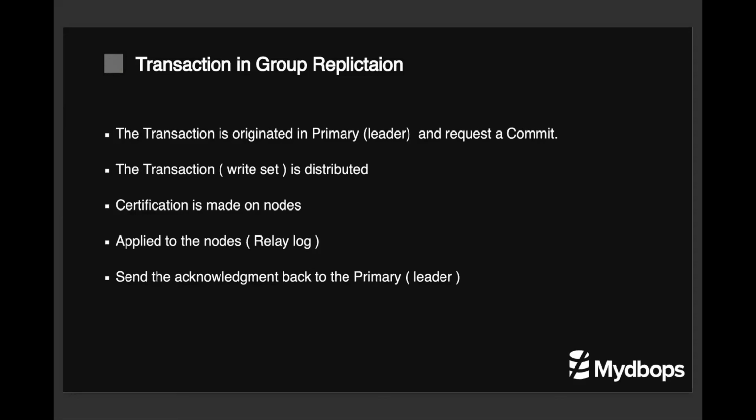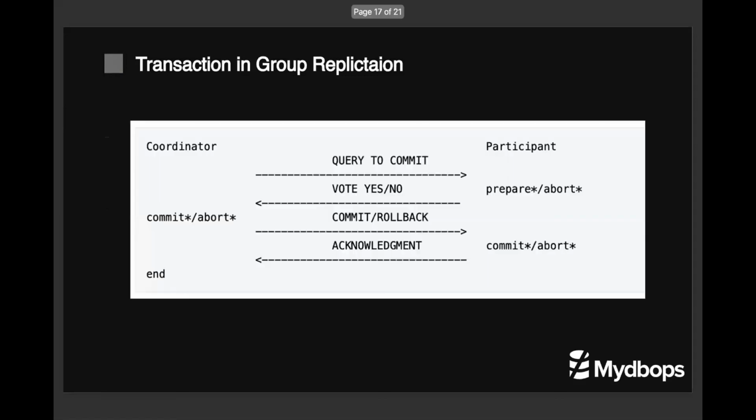Okay, so it's applied to the local node, that is, it receives in the relay log, and then it sends my acknowledgement to the primary saying that okay, we can make this commit. So this small image I put from the wiki page. The coordinator, and the participants. So you can consider the left-hand side is the coordinator.